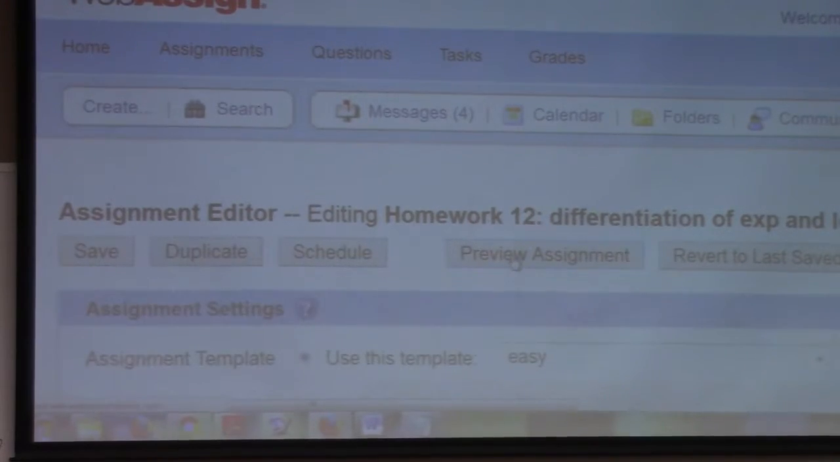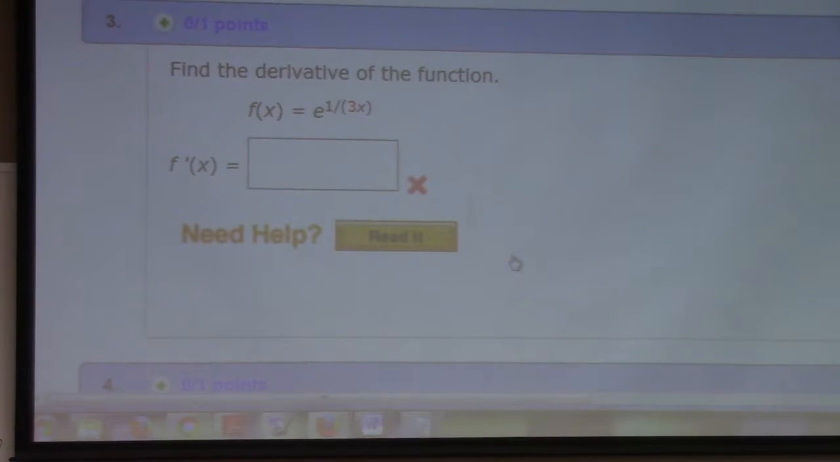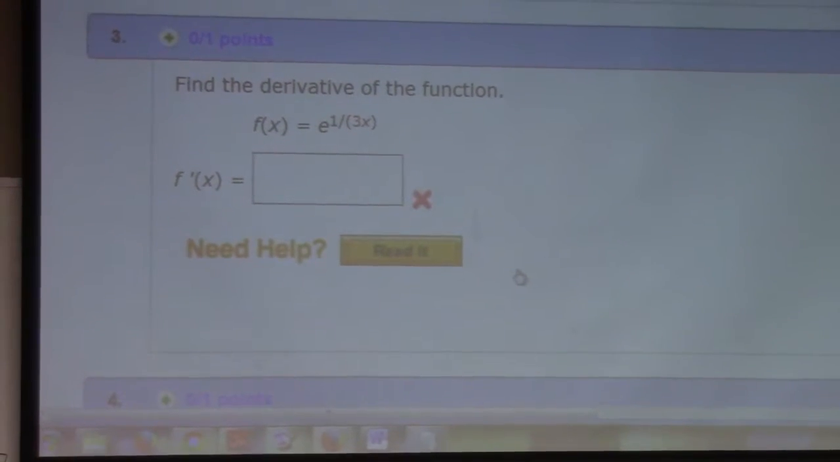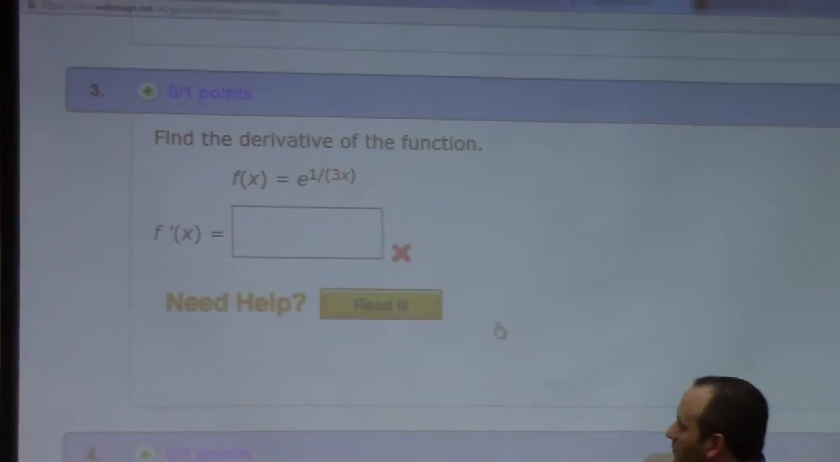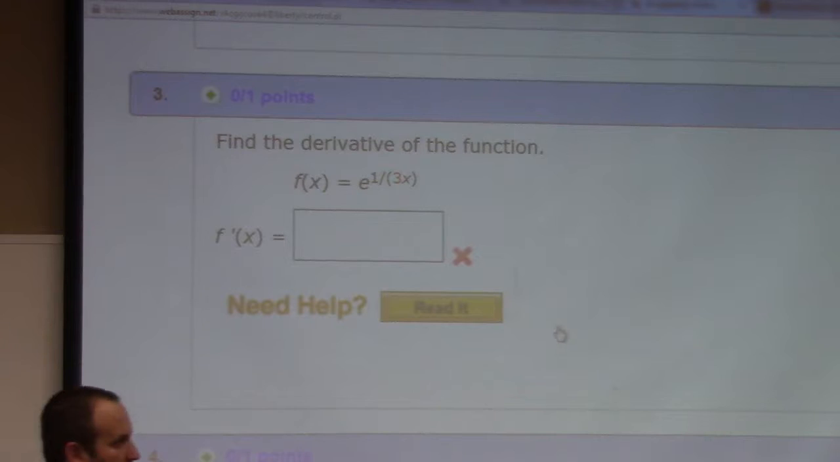Yeah, preview frame. Which one was it we were asking? Ah, yes. e to the 1 over 3x, how do we differentiate that? I suppose the short answer is carefully. The longer answer is by the chain rule. So if you're not sure how to do a derivative, the way I approach it is like this.